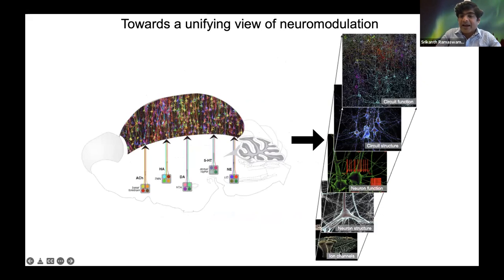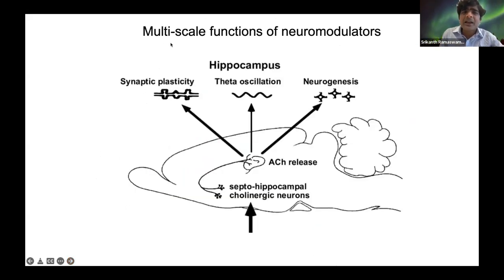And of course, as I said, these neuromodulators act across different levels of organization, all the way from ion channels that are expressed on dendrites of neurons to modifying the structure of neurons, for example, introducing or removing dendritic spines, changing the firing rate of neurons, changing how neurons are connected. And ultimately all these multi-scale effects of neuromodulators come together to do something at the network level, right? So again, to give you some more examples, the functions of neuromodulators are multi-scale. They could impact synaptic plasticity, they could impact network oscillations, they could impact the growth of neurons. Like for example, acetylcholine in a brain region called the hippocampus that's responsible for learning and memory plays salient roles in modulating all these levels of organization.